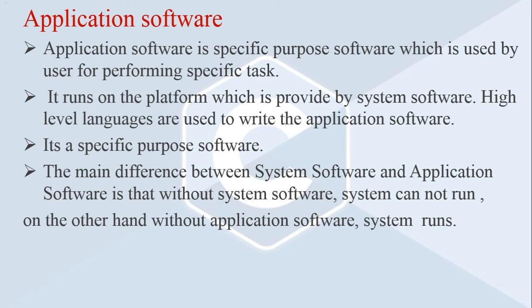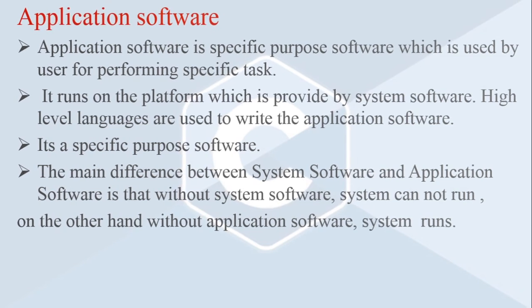Just imagine that without system software, we can't use a computer system as we wish. But application software are special function, special purpose software. We can use different application software, and these application software are user dependent. We can use different application software as we wish.